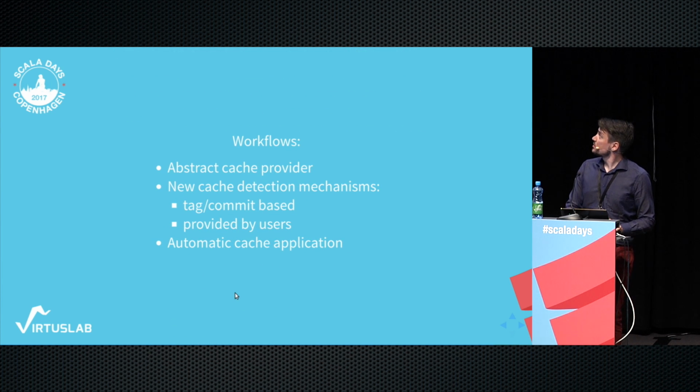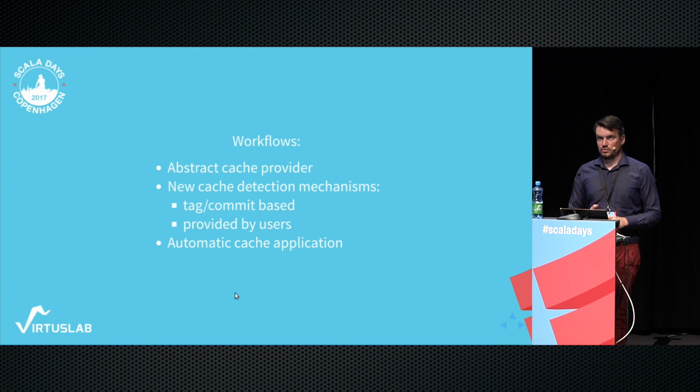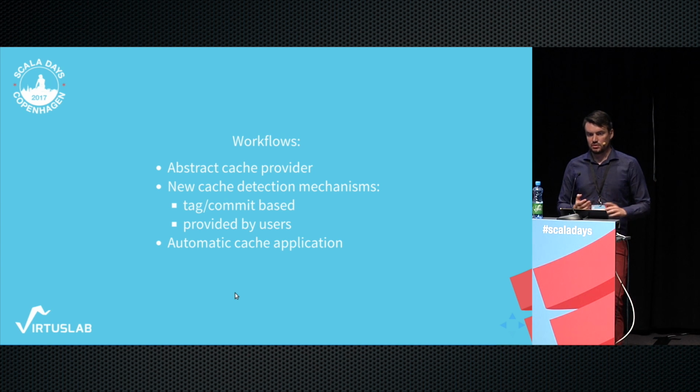And new workflows, I want to abstract as much as possible, so it should be quite easy, probably without any SBT knowledge, to add a new workflow. I want to find an automatic cache detection mechanism, based on tags, commits, or maybe some files in your workspace, I don't know. And I also want it to be abstract, so you can provide your own quite easily. And the holy grail of this project is automatic cache application. So you don't need to think about any command, you just do a compile, and internals will decide whether the cache should be used or not.